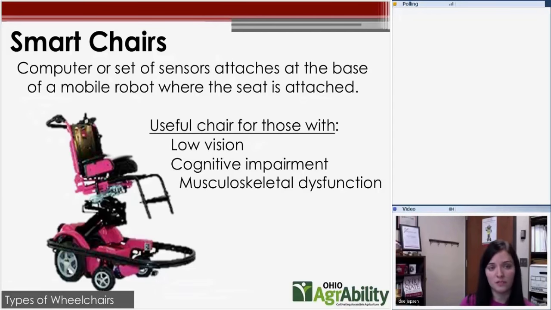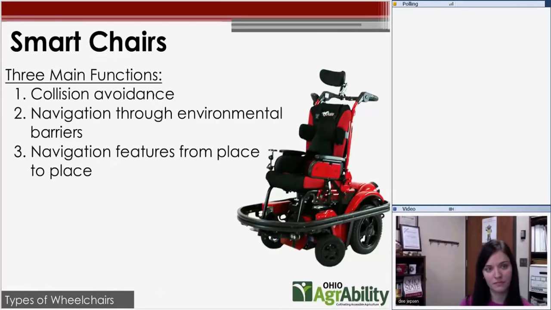They're operated by using a set of sensors that attach to the base of the chair that almost kind of works as a robot, and they also have features like navigation and some pretty high-tech stuff. So you will be seeing a lot more of these, I think, in the future. And then again, the main functions or benefits of this chair is they do offer collision avoidance, and they also do have that navigation feature for individuals who aren't able to kind of maneuver through fixed or movable barriers. The chair will kind of do it for you.